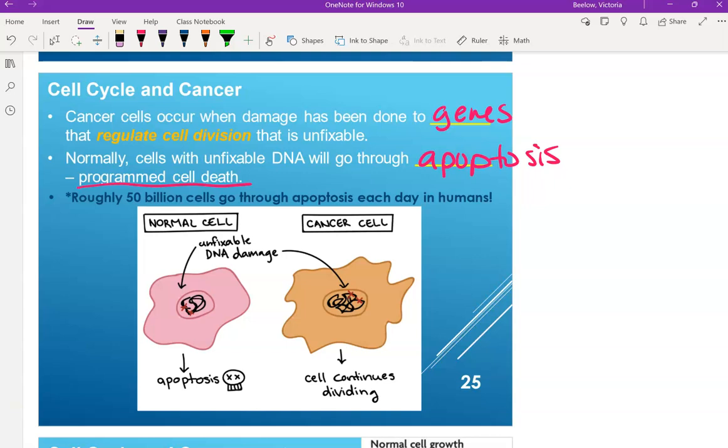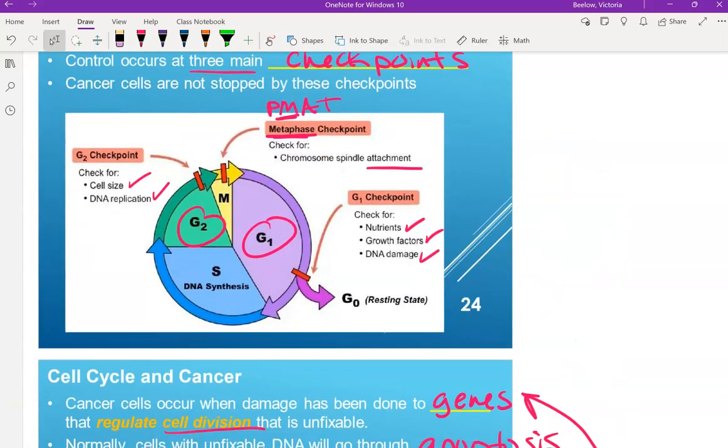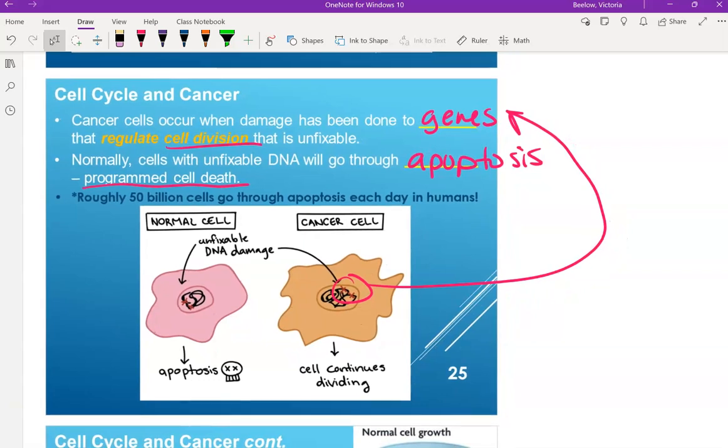Cancer cells, however, have had damage done to the part of their DNA that's controlling the cell cycle. And because that part is affected, there is no mechanism in place. There are no checkpoints in place stopping this. There's nothing stopping those cells from continuing to divide. And you actually have about 50 billion cells that go through apoptosis every day. So possible cells that could have become mutations of some sort, something wrong with them, are actually being gotten rid of on a daily basis.